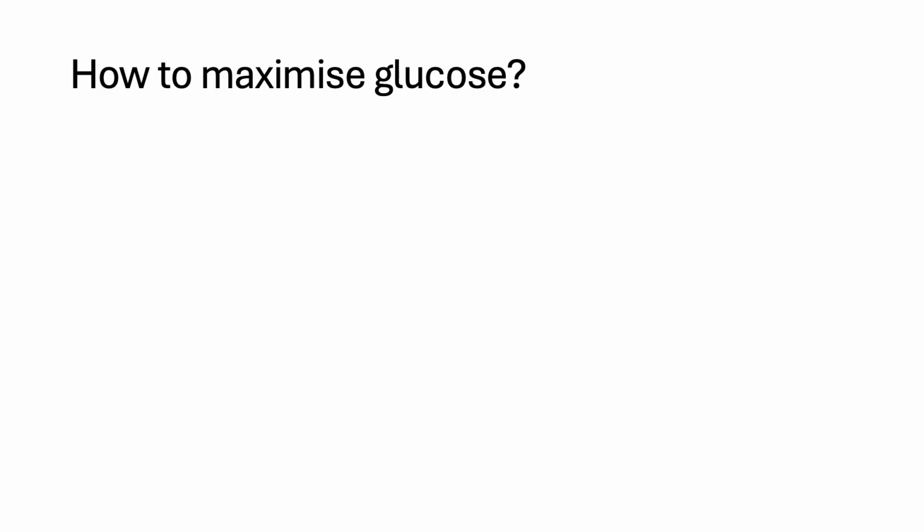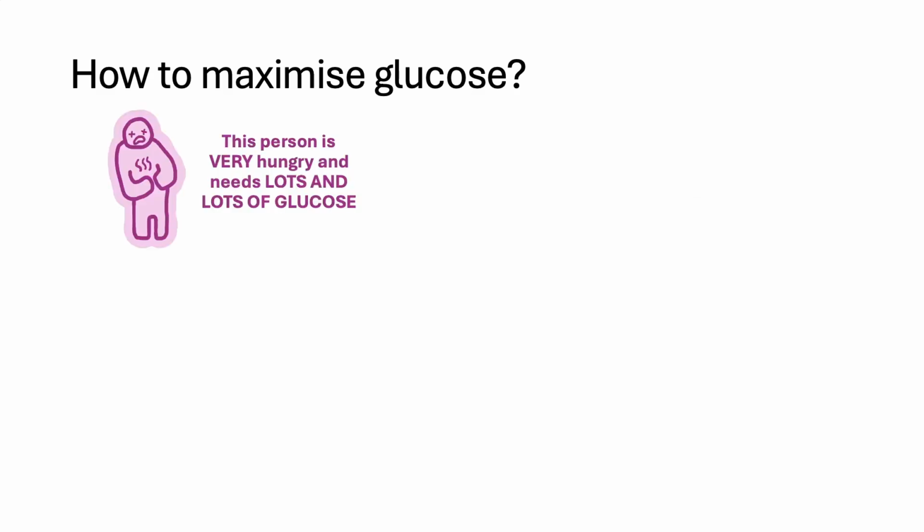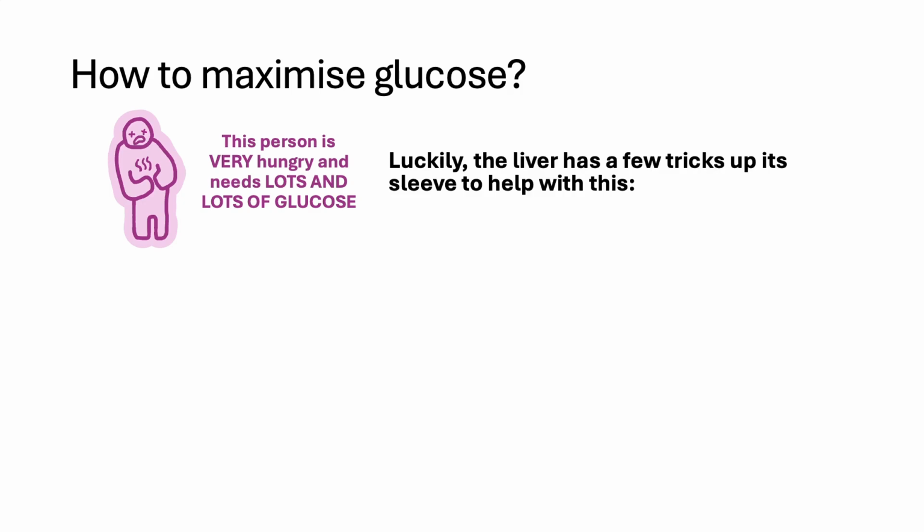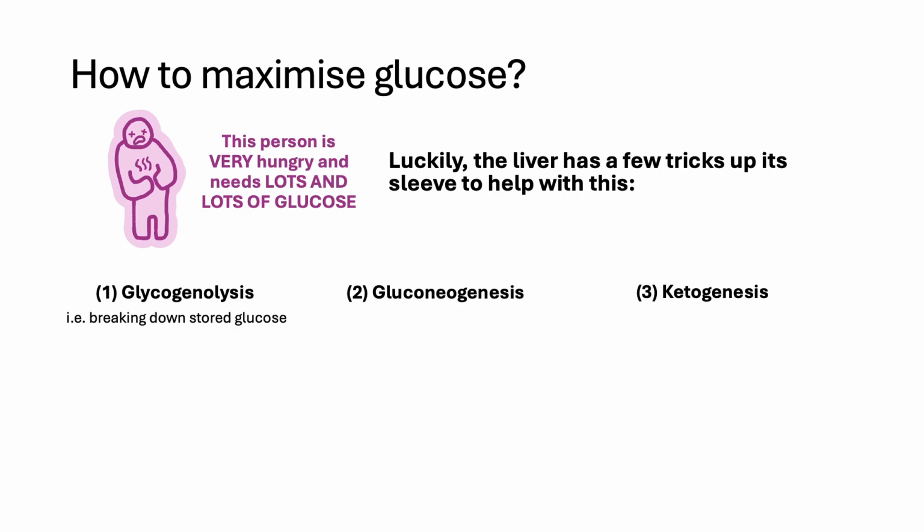So, how do we maximize glucose? This person is very hungry and needs lots and lots of glucose. So, luckily, the liver has a few tricks up its sleeve to help with the task of maximizing glucose. So, let me introduce three chemical reactions: glycogenolysis, gluconeogenesis, and ketogenesis. They're all a mouthful. But let me take you through these. Glycogenolysis, you've already heard of, right? It's breaking down stored glucose. So glycogen stores in the liver will be broken down into glucose.